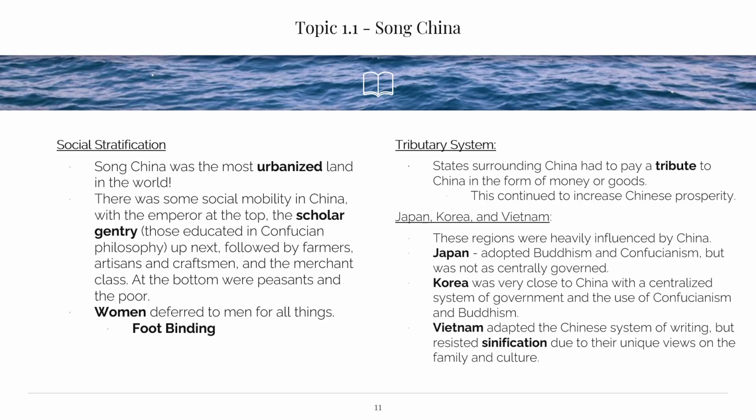With Vietnam, they adapted the Chinese system of writing, but they tried to resist sinification due to their unique views on family and culture. So Vietnam was one of those where we see a lot of forced characteristics upon them. All business had to be conducted in Chinese, but when they got home, they would speak in their own language. And they tried as much as they could to prevent that complete and total consuming of all the different characteristics of Chinese culture by maintaining some of their own.